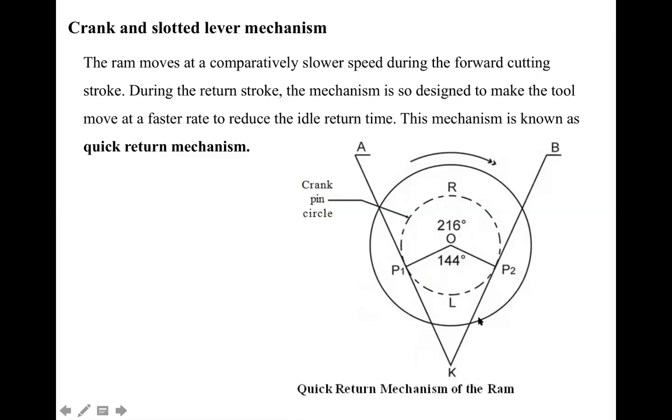This is your slotted lever. Here I'm replacing it with a line diagram, drawing the slotted lever and ram. This line represents the slotted lever, this is OP representing your crank, and the point P2 represents the slider mounted on this. As this axis is rotating, OP rotates about this dotted circle.